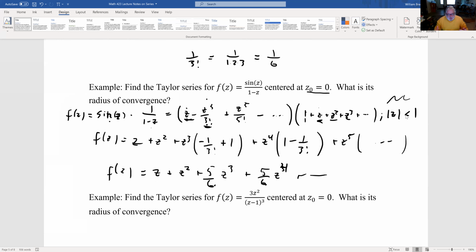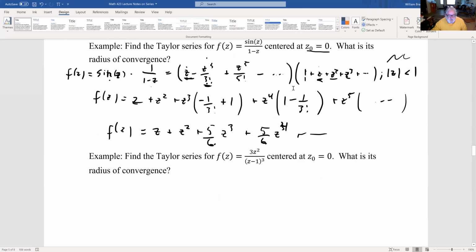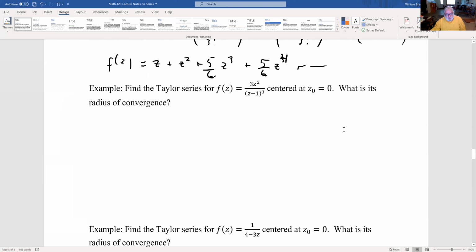Okay, so you can multiply them together. It's just tedious, right? And it only works if the Taylor series are defined on the same radius. What about 3z squared over z minus 1 cubed centered at z0 equals 0? The radius of convergence, again: this function is analytic everywhere in the plane except at z equals 1. So my center is 0, not analytic at z equals 1. The distance from here to here is 1, so that tells me my radius of convergence.